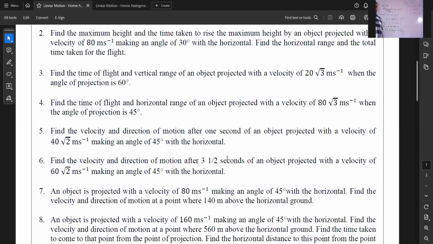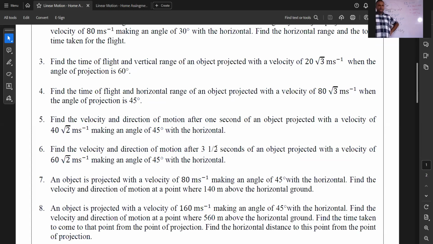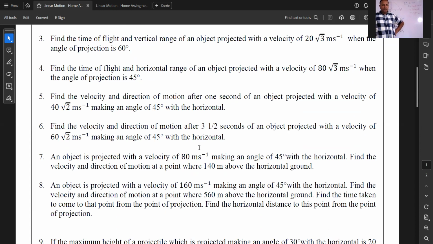Fourth one. Fifth one. Find the velocity and direction of motion after 1 second of an object projected with a velocity.